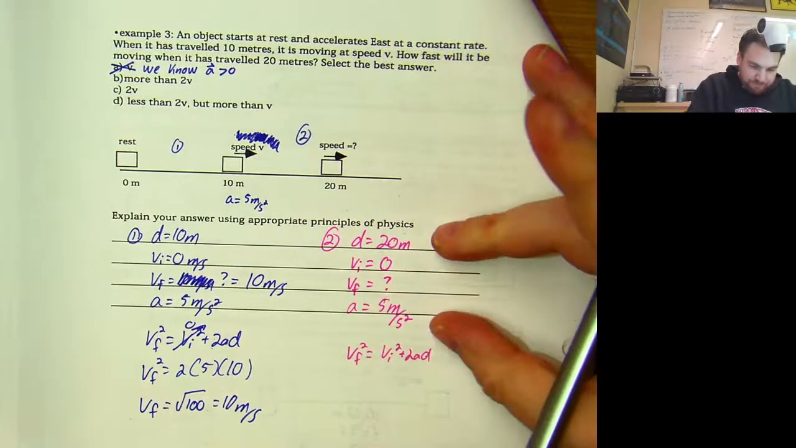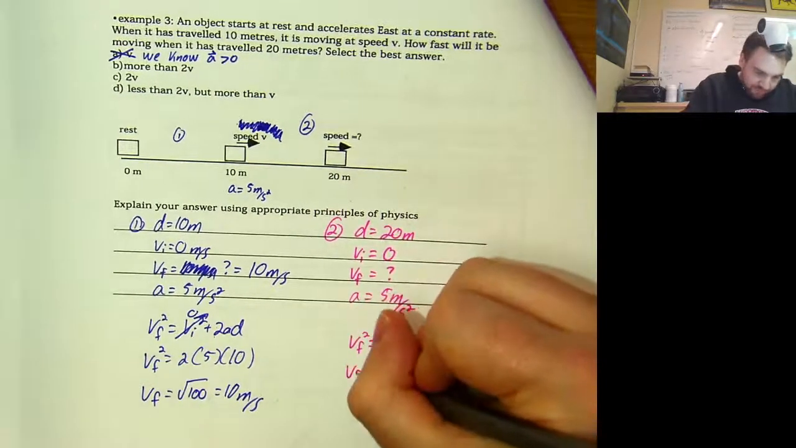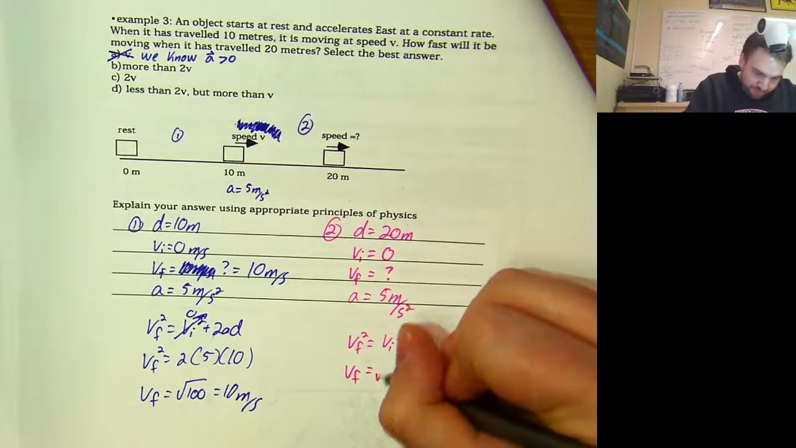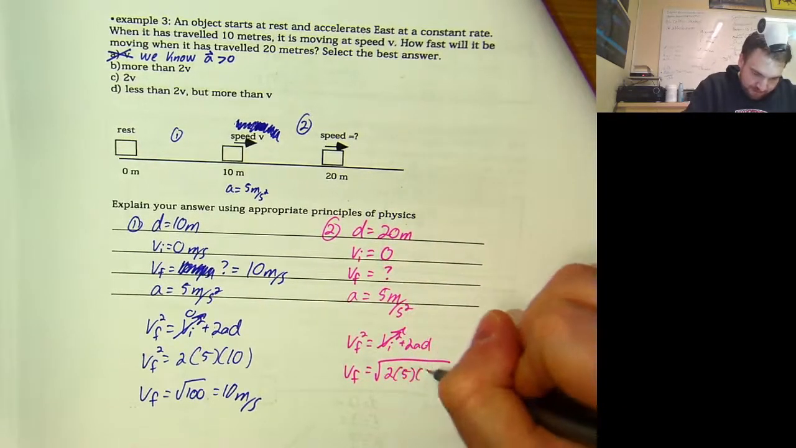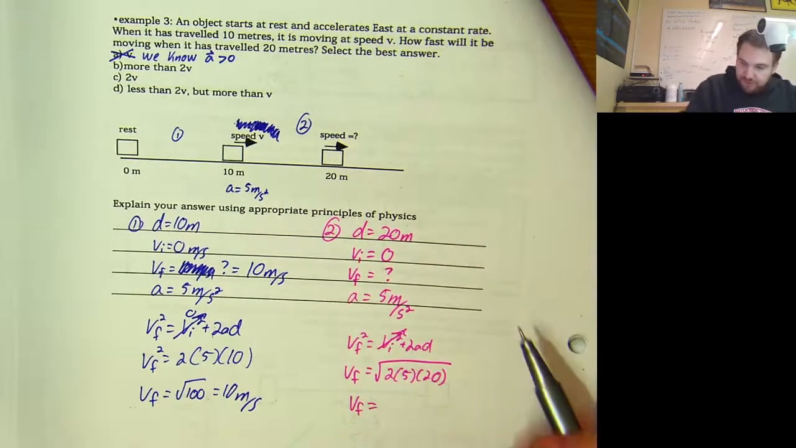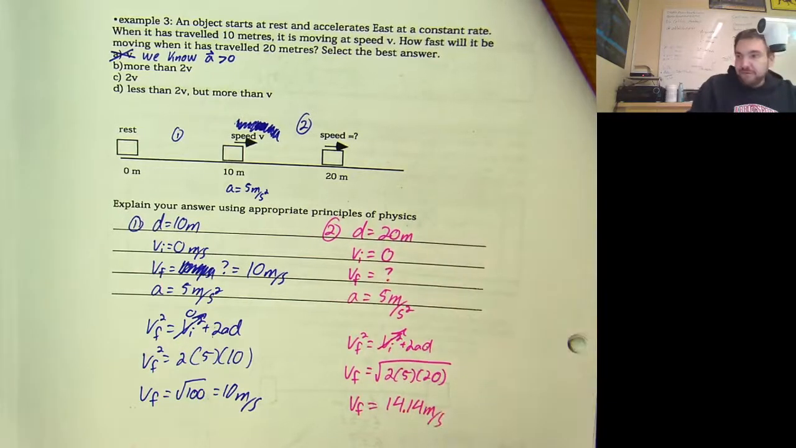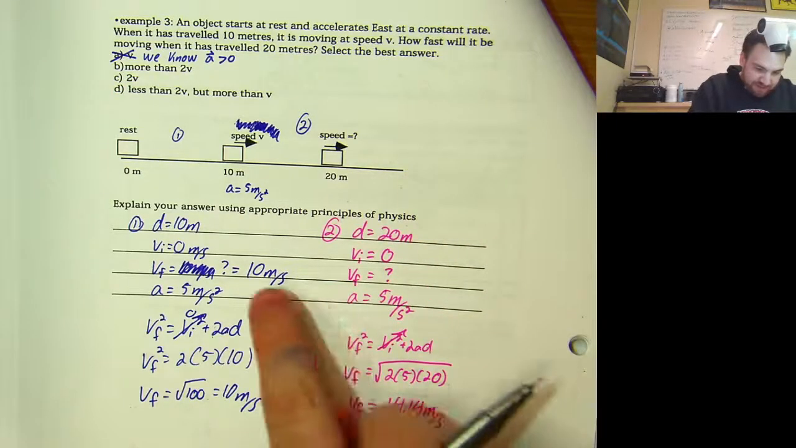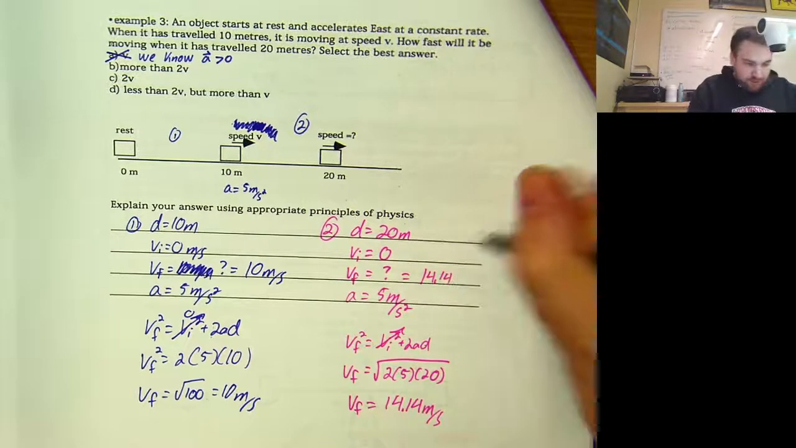Write out what we know, write out the formula, fill it in. Vf is going to equal the square root of, Vi is still 0, so it's going to be 2 times 5 times 20. So Vf is going to equal the square root of 200, which is 14.14 meters per second. So my velocity here is 10, and my velocity here is 14.14.